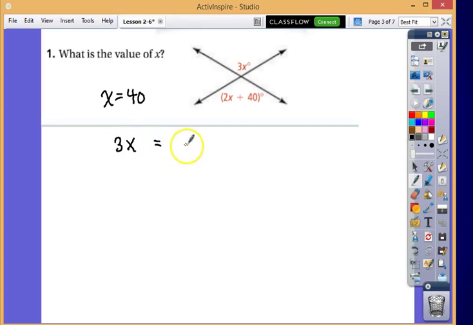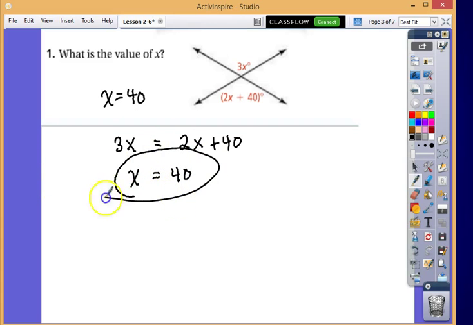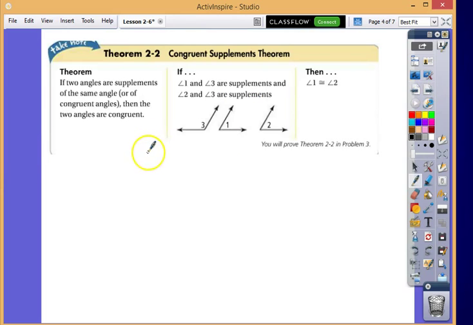Okay, because they're vertical angles, you know they're congruent, and since they're congruent, they're equal. So 3x is equal to 2x plus 40, and then we just subtract 2x from both sides, and that isolates the variable and solves it for us. This was a pretty easy one-stepper. Everybody okay with that? Yes. All right, moving right along.